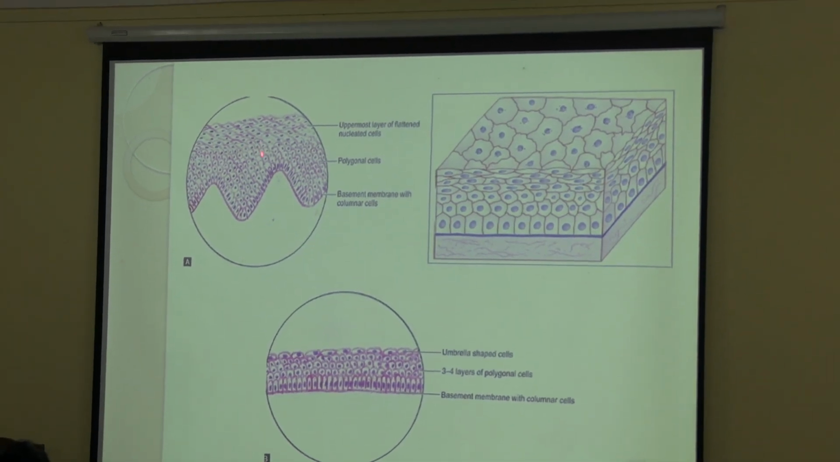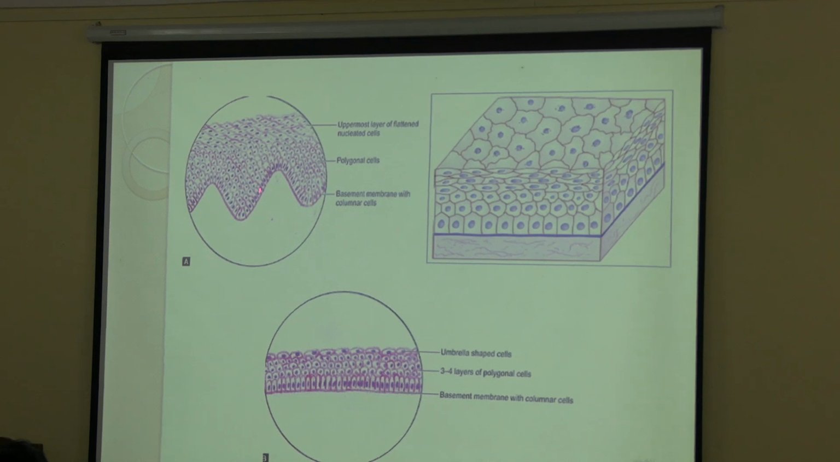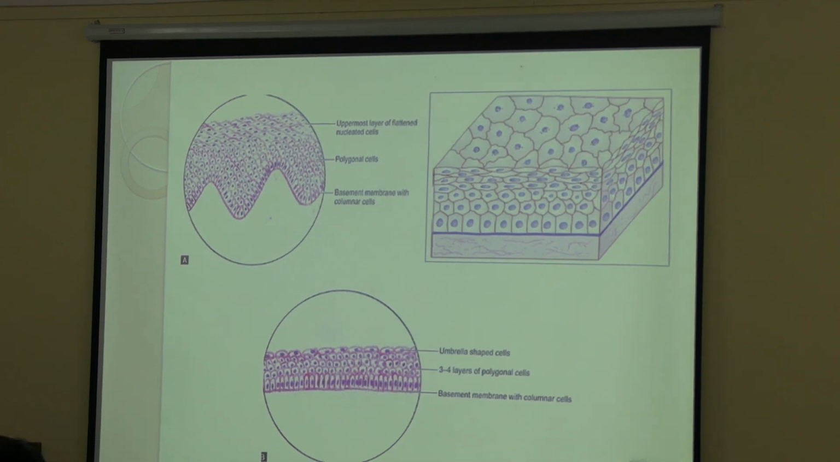Uppermost layer of flattened cells and these polygonal cells, basement membrane. What will be this epithelium? Stratified. Yes, stratified squamous. You have to see the surface cell. Everyone, any problem in this part? Which cell, which layer do you have to see? Surface. Okay.